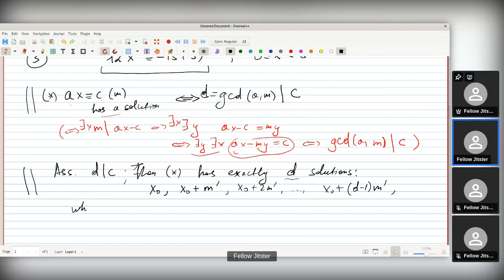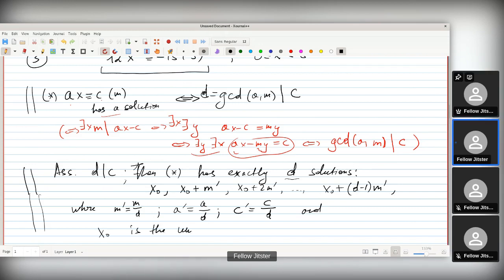Yeah. What is M prime? M divided by greatest common divisor D. Exactly. Also, we need A prime, which is A over D. It is an integer. And C prime, which is C over D. And what is x0?